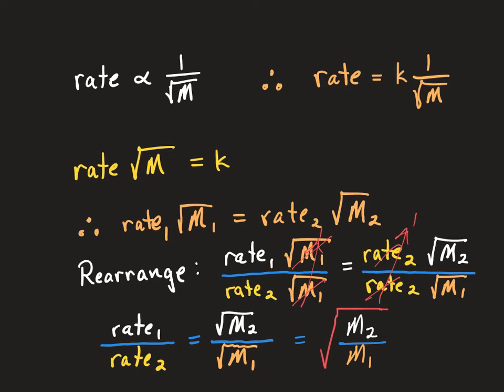We are left with the ratio of the rates is equal to the inverse ratio of the square roots of the molar masses: rate 1 over rate 2 equals the square root of molar mass 2 over the square root of molar mass 1. This can be expressed as the square root of the ratio of the molar masses. So this equation is an expression of Graham's law of effusion.